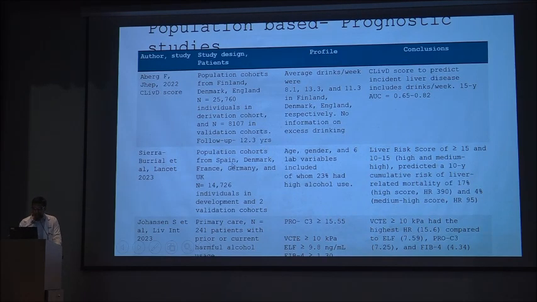Then another study from the European population, where age, gender and 6 lab variables were taken into account, with 23% of these patients having high alcohol usage. The liver risk score was calculated with more than 15 as high, and 10 to 15 as high to medium. And it clearly predicted the 10-year liver-related events.